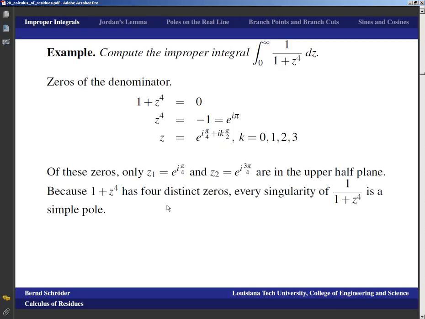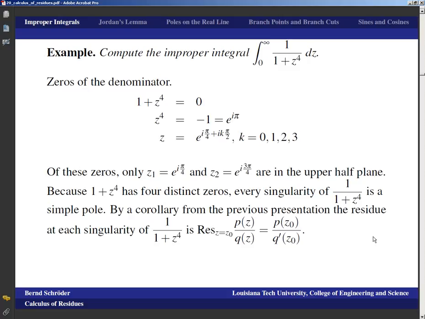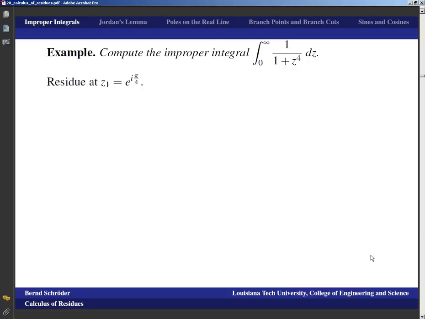Because this thing has 4 distinct zeros, every singularity of 1 over 1 plus z to the 4th is a simple pole. In the previous presentation, we've seen that if you've got a numerator and a denominator, then the residue at a simple pole is just the numerator divided by the derivative of the denominator at that singularity, and of course we're going to use that.